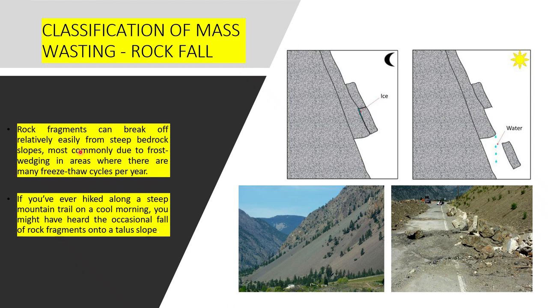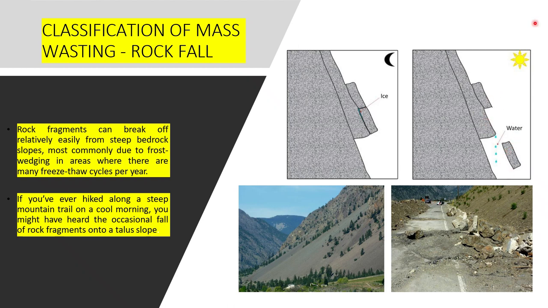Frost wedging is a common process that can cause rock fragments to break off from the steep bedrock slope. For example, like here, frost wedging, if you remember, we learned it in the sedimentary rock, if I'm not mistaken, occurs when water seeps into the cracks and pores in the rocks. When the water freezes, it will expand the fracture, and this expansion can cause the cracks to widen and the rock to break apart. When it breaks apart, it will fall down.